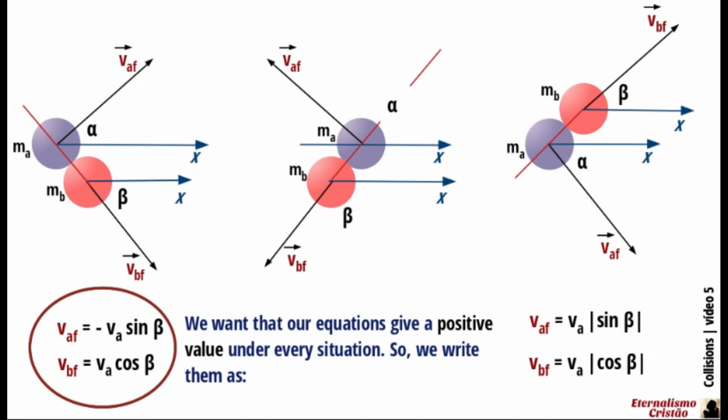So, we write them as, VAF, final velocity of the moving body after collision, is equal to VA, multiplied by the absolute value of sine of beta. VBF, final velocity of the standing body after collision, is equal to VA, multiplied by the absolute value of cosine of beta.